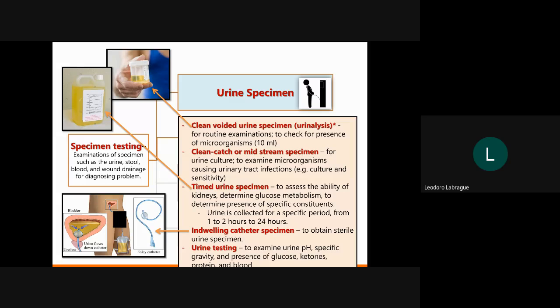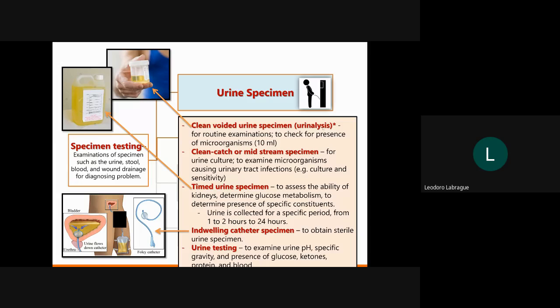Now, as a nurse, why is it important for us to know the different types of urine testing? Because each urine testing has different preparation. Let us take an example of urine testing number 1. We have the clean, voided urine specimen, most commonly called urinalysis. This is routinely done in the hospital. Routinely done means the moment the patient is brought into the hospital, right away the urine is tested.